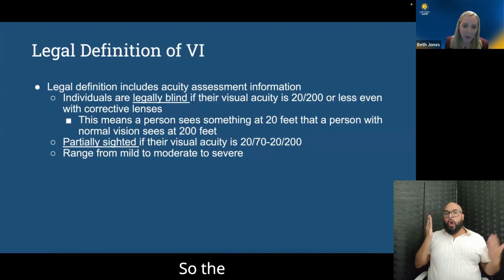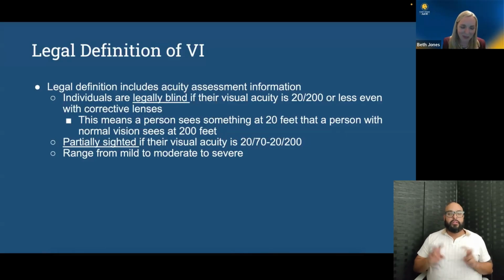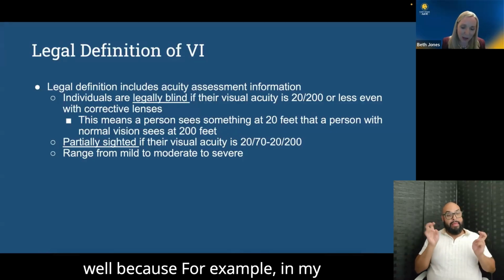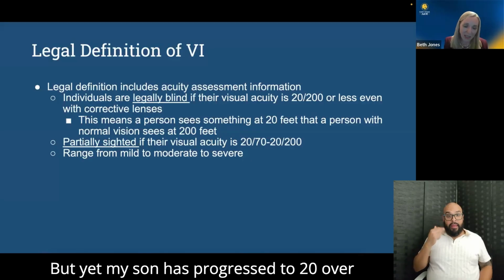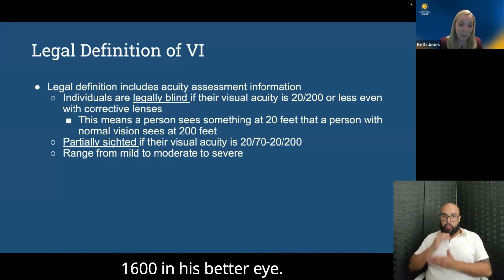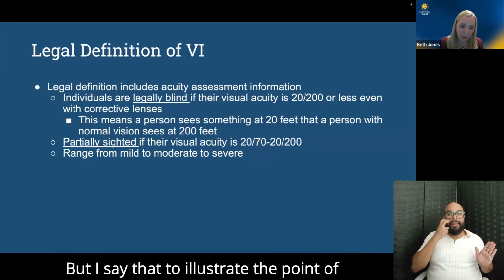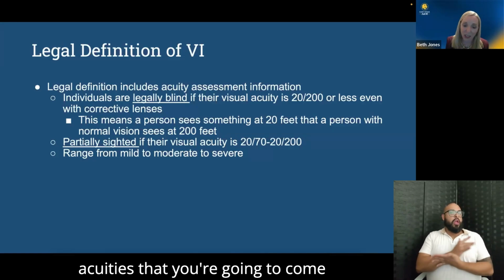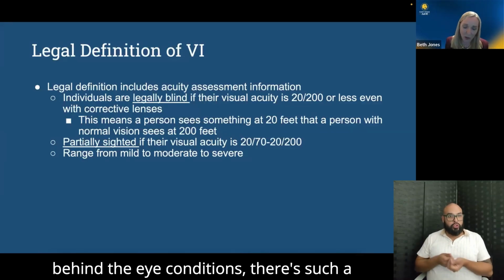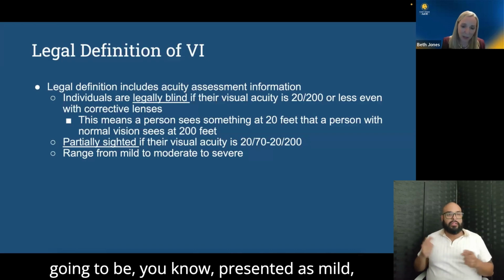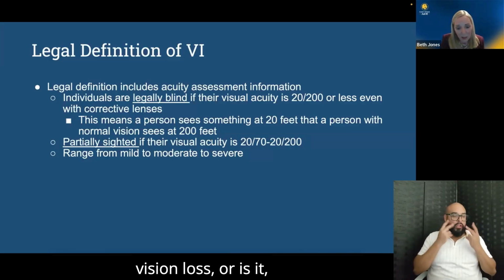So the main thing I like to point out here is that the legally blind definition could be misleading as well, because, for example, in my vision, I'm legally blind. I'm right at 20/200, and so is my daughter. But my son has progressed to 20/1600 in his better eye. We're all in that legally blind category. But I say that to illustrate the point of the spectrum and the wide range of visual acuities that you're going to come across, not to mention eye conditions, the etiology behind the eye conditions. There's such a wide range of how it's going to be presented, as mild, moderate, or severe vision loss.